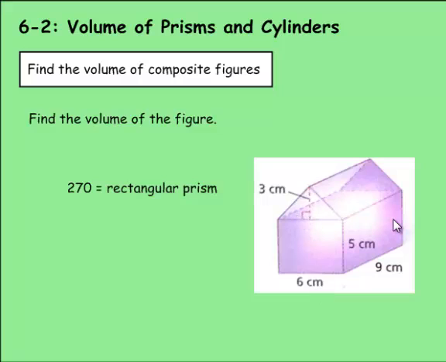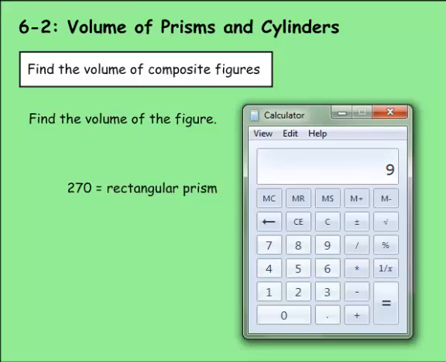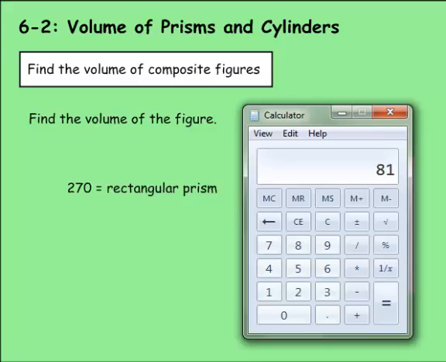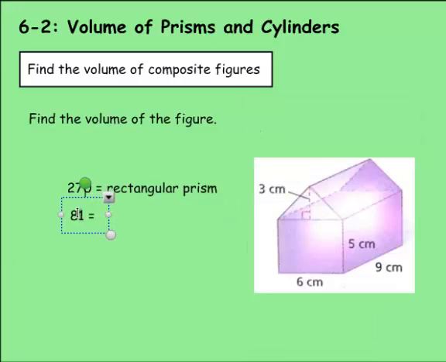And now let's find the triangular prism. We find the base of the triangle and multiply that times the height. So the triangle is 3 centimeters tall. It's 6 centimeters long because this side matches with that. So 6 times 3. Remember, you divide by 2 because it's a triangle. So that'd be 9 centimeters times the height, which is the same side as this, so times 9. So 9 times 9 equals 81. So 81 equals the triangular prism.